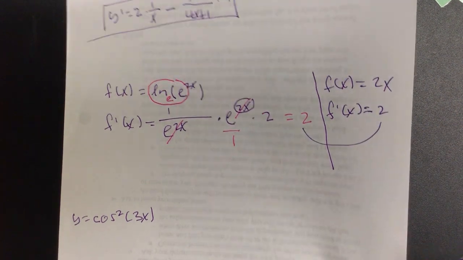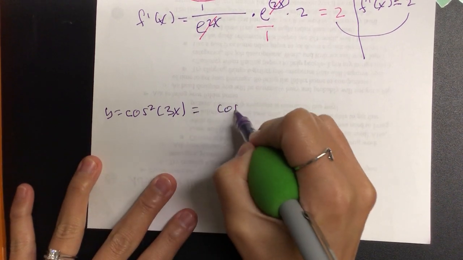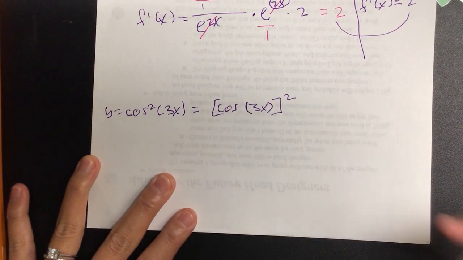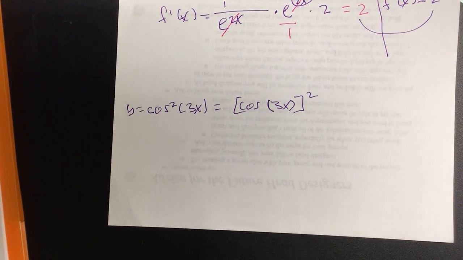Okay, let's do another reminder. Should I rewrite this piece? Yes. Okay, how would I rewrite this? 2 on the right side as a power. Okay, so let's rewrite this as cosine of 3x all squared. If you want to put double parentheses, that's fine. I think the bracket kind of separates it and makes it neater. So what rule are we using here?